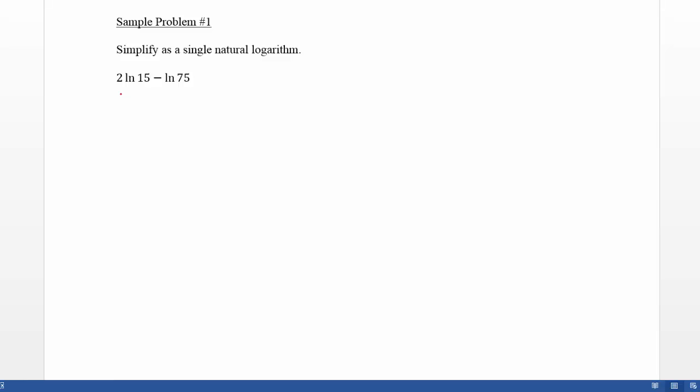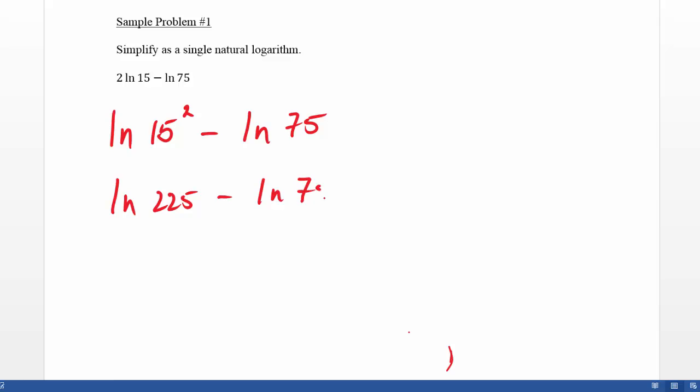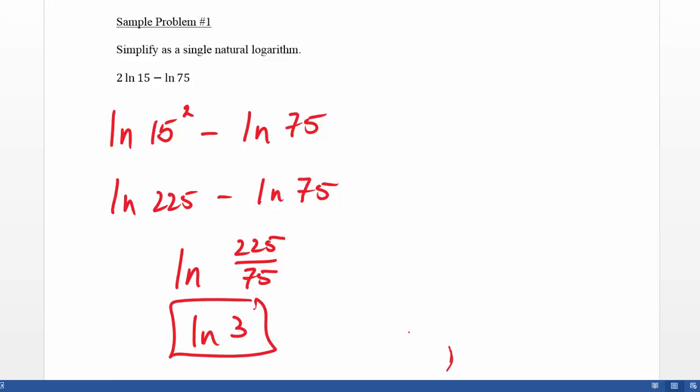Okay, first thing I'm going to do is change this power. I'm going to go ahead and take that and change 15 squared to an actual number. So now we need to condense this. Simplify means condense, so we're going to condense it down to a single natural logarithm. Since we have subtraction, that leads us back to division, and of course we can simplify that value, and so we have a single natural logarithm. Alright, I'll stop right there.